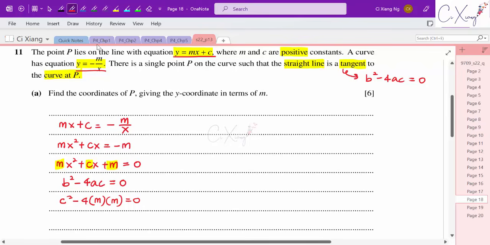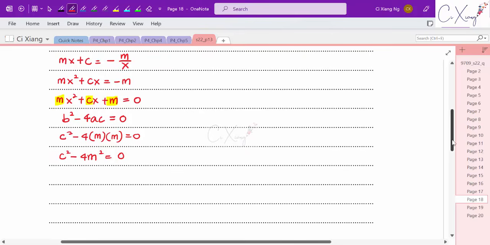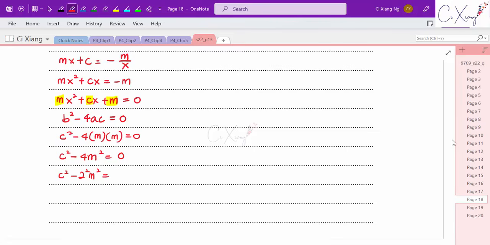Okay, so from here I'm having c squared minus 4m squared equals 0. And everything here, you can see that we can put it into the square form, where you can further factorize it, and it becomes c minus 2m and c plus 2m equals 0. And I'm having c equals 2m, c equals negative 2m. For this particular answer, c equals negative 2m, I will ignore it.